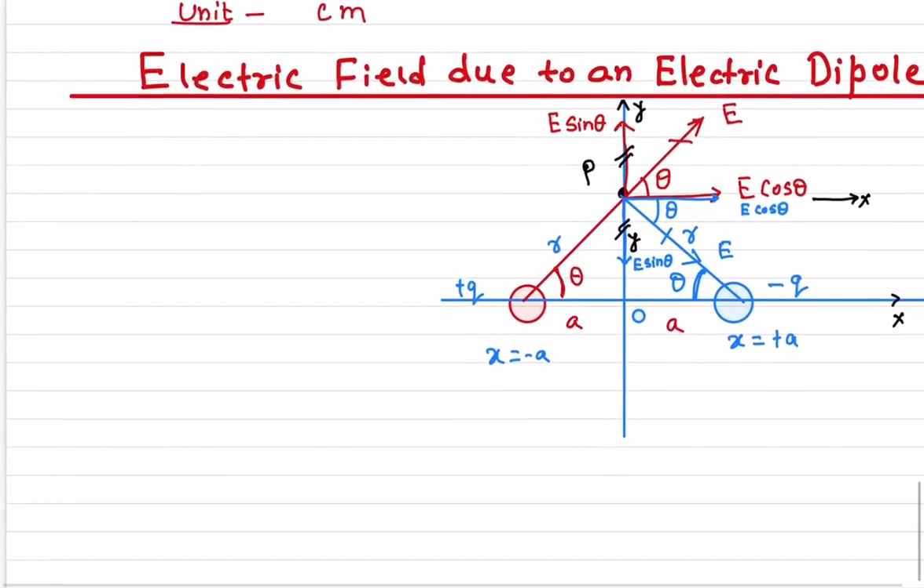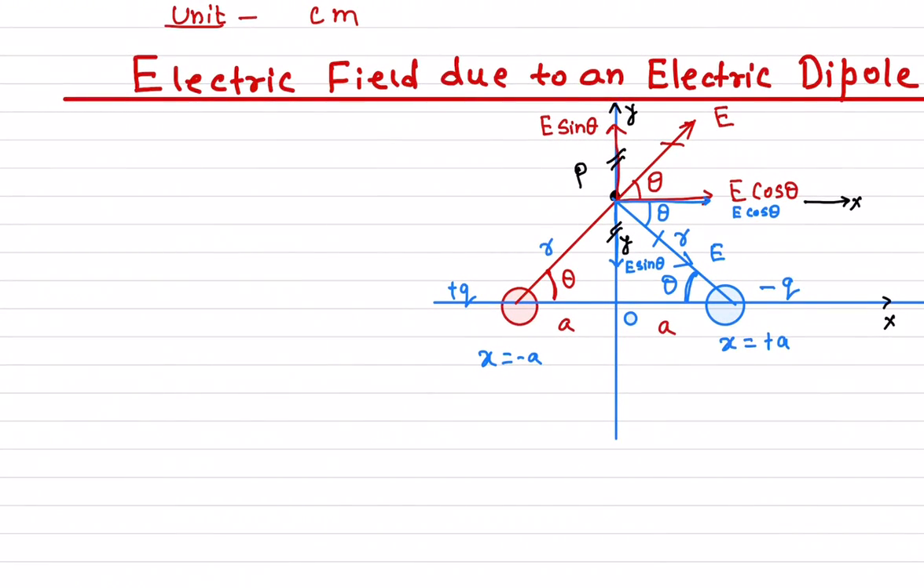Okay, so now let's find out the total electric field. The total electric field is given by 2E cosine theta. The 2 is because one electric field is coming from the positive charge and the other is coming from the negative charge. That's why we have 2E cosine theta.